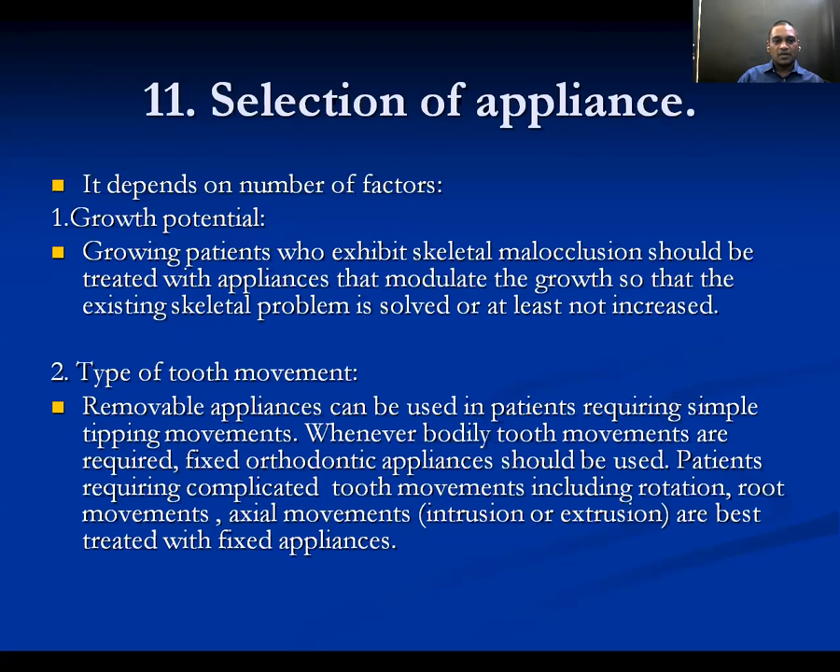Next is the selection of appliances. It depends upon a number of factors. As I said, growth potential. If growth potential is there, then we can go for functional appliances to correct the malocclusion. Depending on the type of tooth movement, if you want a simple type of tooth movement such as tipping or rotations, this can be done with the help of removable appliances. In severe rotations, especially premolars, and in intrusion and extrusion cases, we need to go for fixed appliances, fixed mechanics.